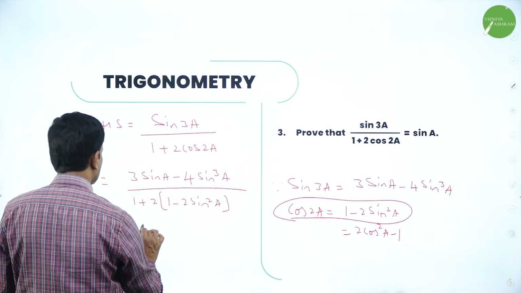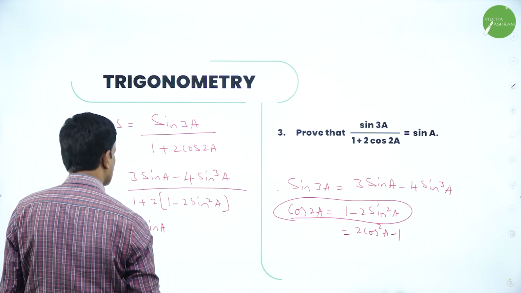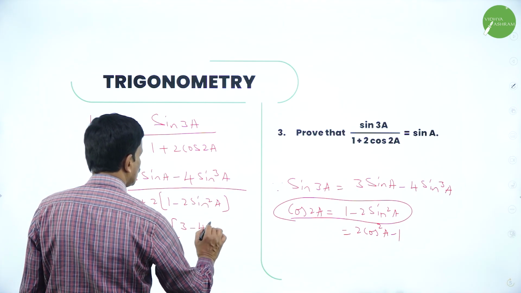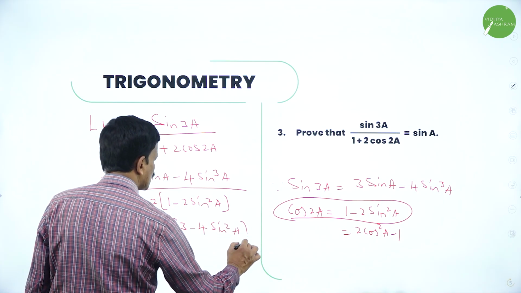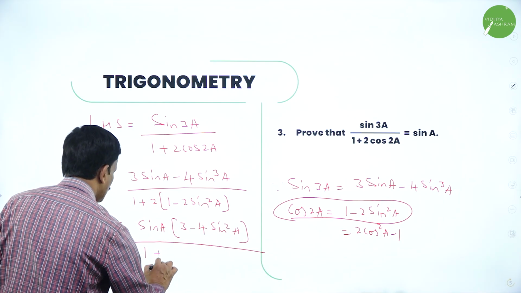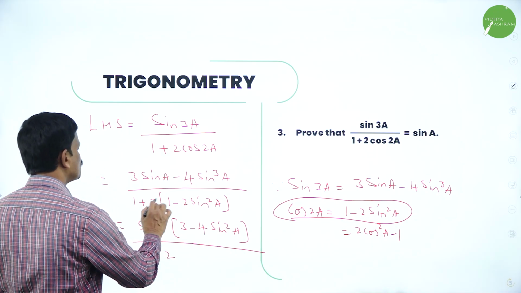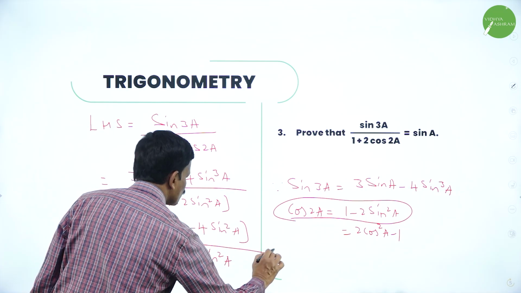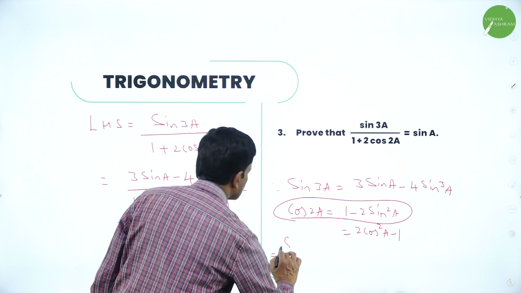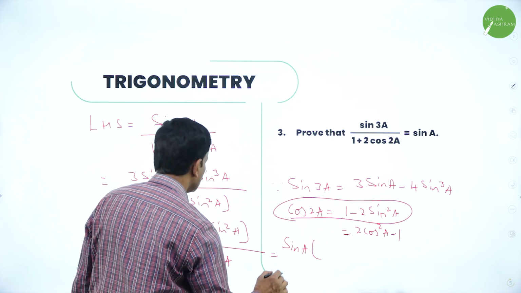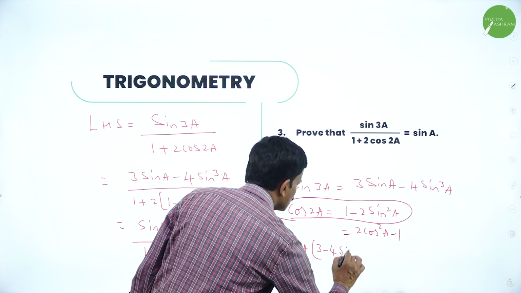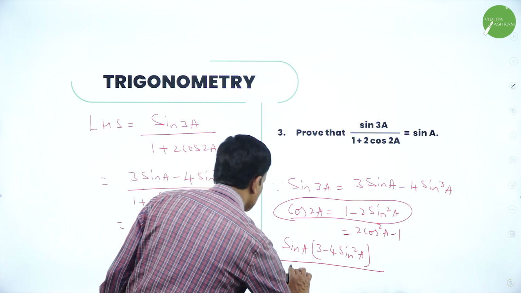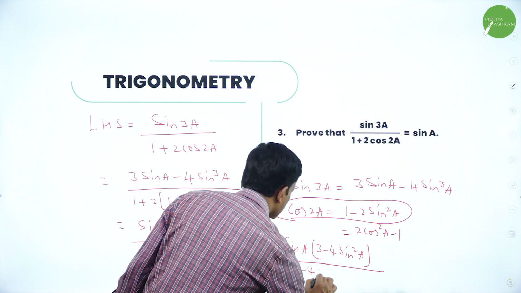Now, in the numerator, you can take the common factor. Sin A is the common factor. What is left over is 3 minus 4 into sin square A, since one sin is taken out. In the denominator, 1 plus 2 into 1 is 2, minus 2 into 2 is 4 sin square A. Now, this is equal to, numerator is same, sin A into 3 minus 4 sin square A divided by, in the denominator, 2 plus 1 is 3 minus 4 sin square A.